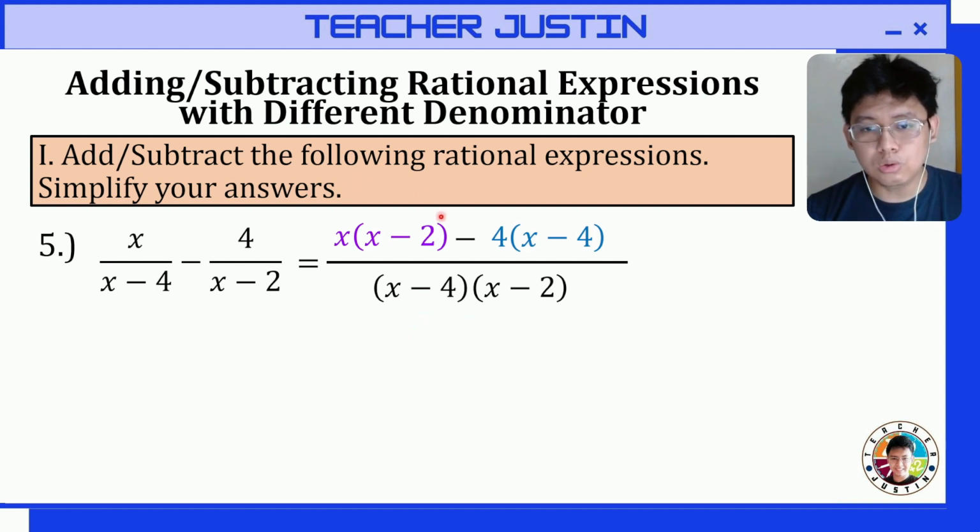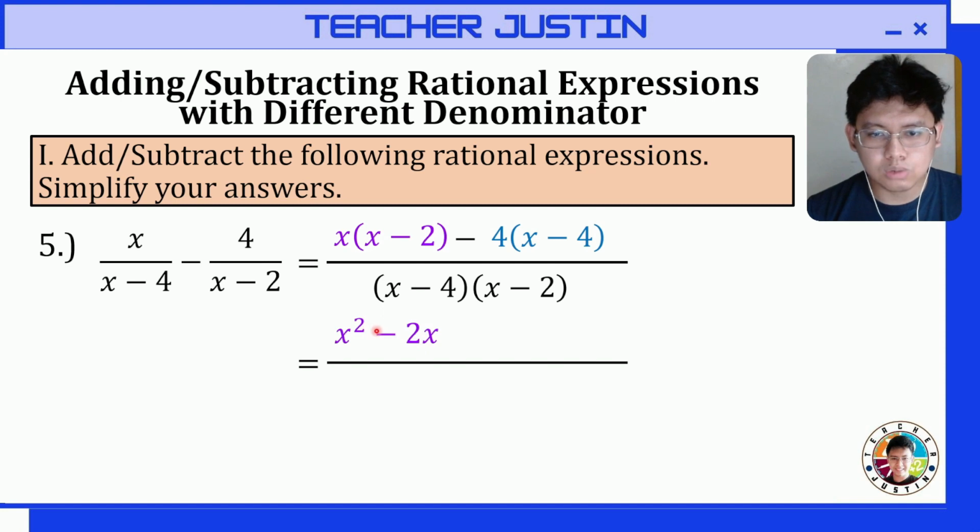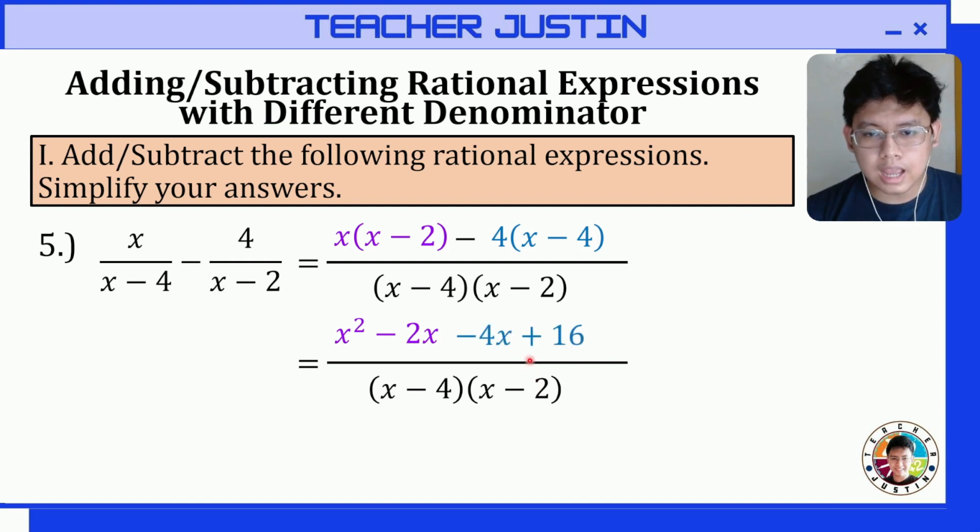Now let's proceed to simplifying our numerator. So we can apply distributive property. So yung numerator natin magiging x squared minus 2x. Then let's distribute negative 4. That will be negative 4x plus 16. So, take note, kasama yung negative sign sa pag-distribute sa ating polynomial. So, we will now have x squared minus 2x minus 4x plus 16 for our numerator.